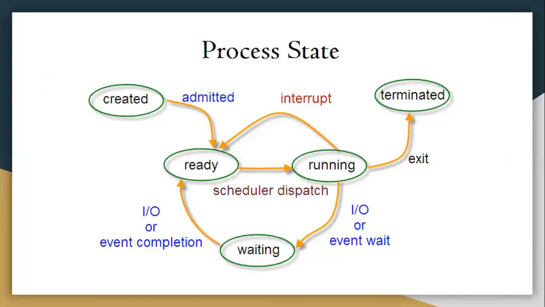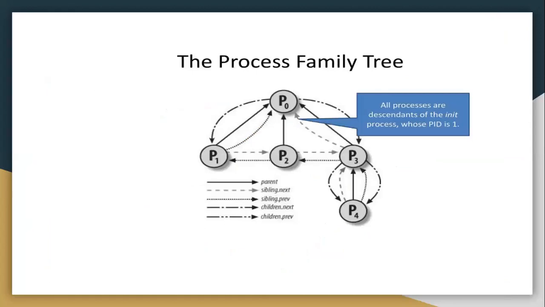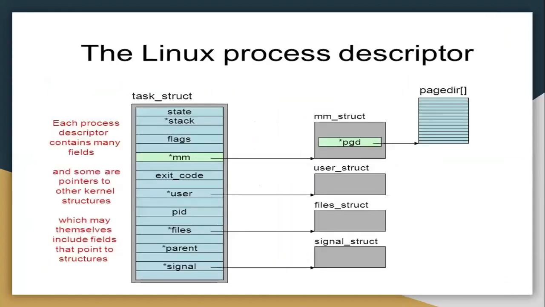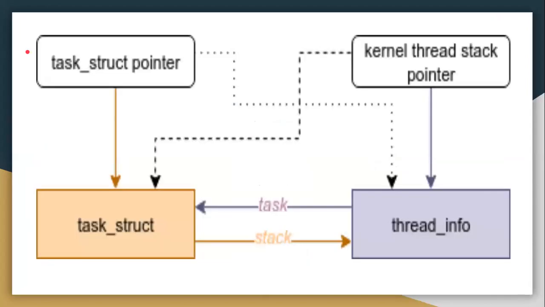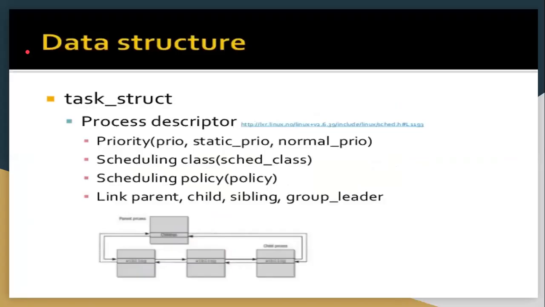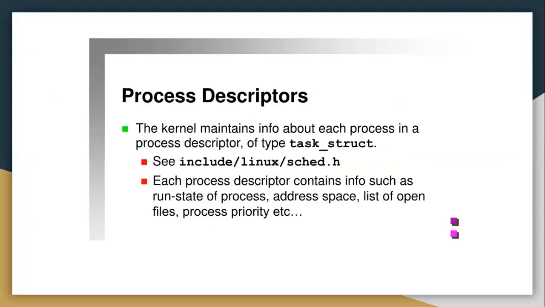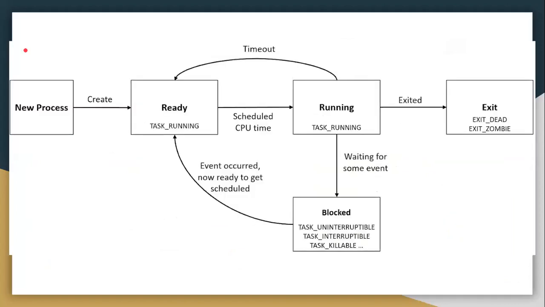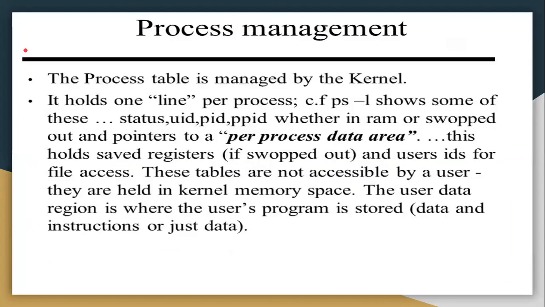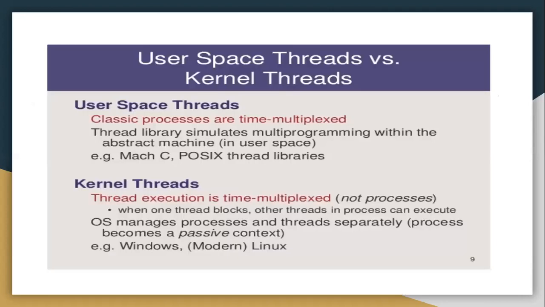The process state is important. On this, questions have been asked, such as what do you mean by the process descriptor? This is also very important, and the data structure which is used, that is your task structure. In the paper, these questions have been asked: process descriptors, the process state diagram, and what about process management? This all discusses process management.